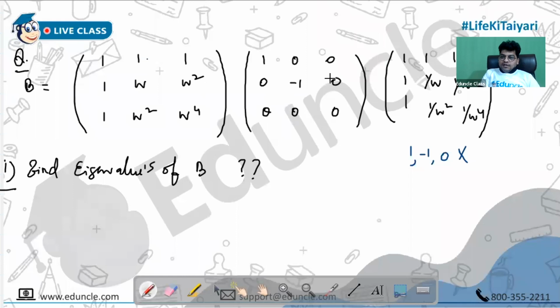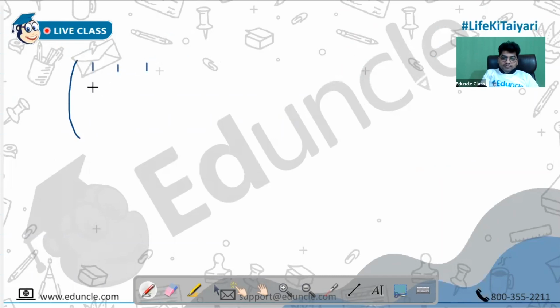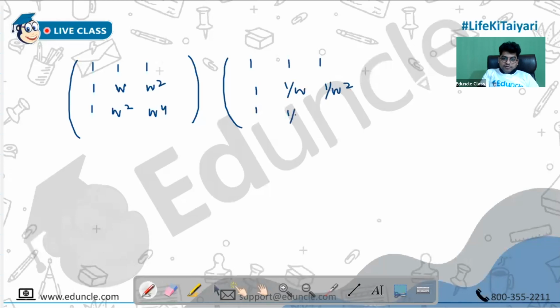This P inverse P, this is A. But have you checked whether this is P inverse? If this is P inverse and this is P, then P inverse P must be identity. Yes or no? Have you checked, or directly without checking you wrote down 1, 1, 1, 1, omega, omega square, omega 4, and 1, 1, 1, 1 by omega square, 1 by omega square, 1 by omega 4. Just multiply. What is the answer? Please write down. Can you tell me what is the answer?